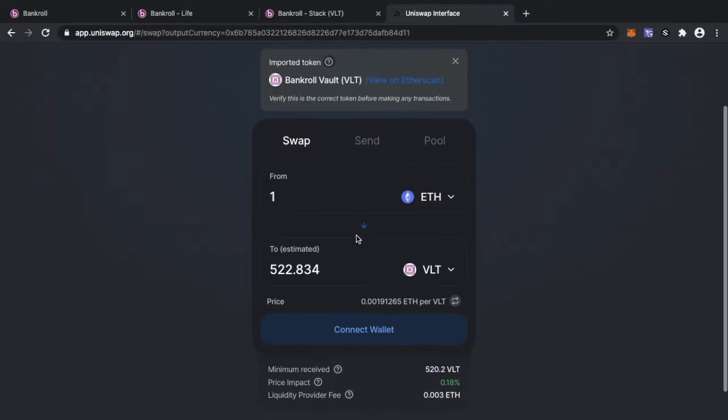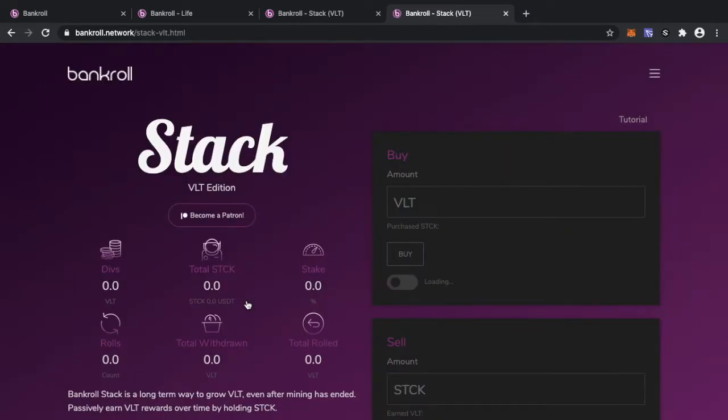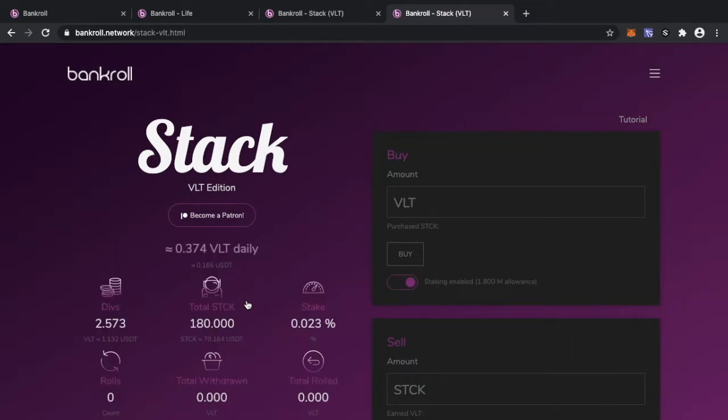0.00191265 ETH per Vault. So now you can either buy it at, for example, 522, and then sit on it and sell it when the price goes higher, so you get more ETH for your Vault. So it's basically trading. That's one way you can use Vault. The other way is you can stake and earn. When you're staking and earning, you're basically going to Stack.